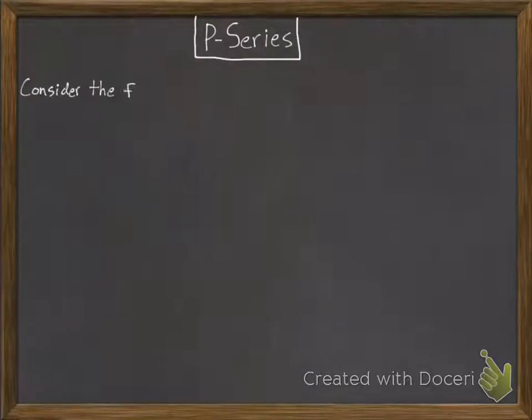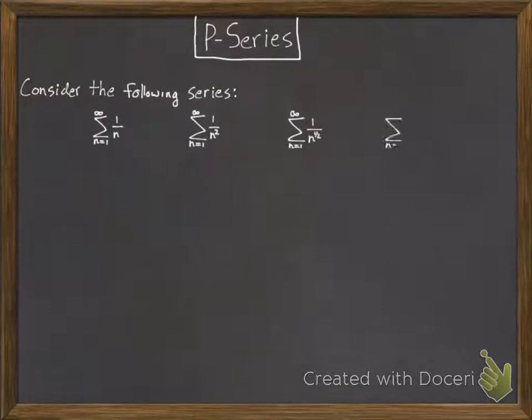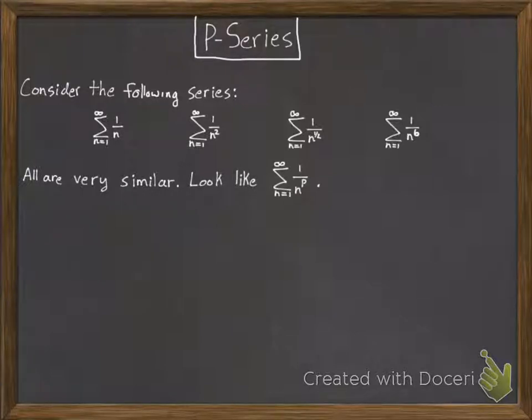So to get us started, I'd like you to consider the following four series: 1 over n, 1 over n squared, 1 over n to the 1/2, and 1 over n to the 6th. These four series are pretty similar, right? All that's really changing is the exponent on n, the power, if you will. They all have the same basic structure. They only differ in power. They all look like 1 over n to the p, p for power. We call these series P-series.